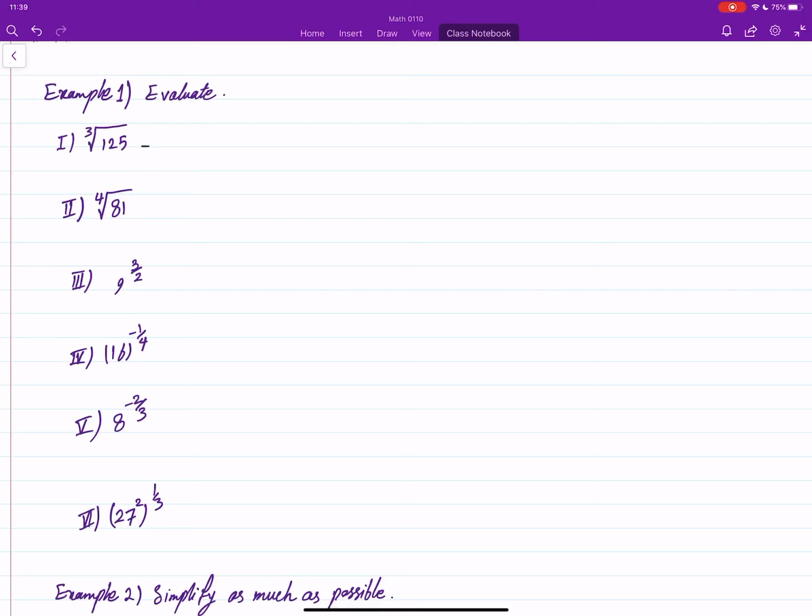So let's start with the first one, the third root of 125. Okay, so we first know that the third root means that the power is 1 over 3, and we also know that 125 is 5 to the power 3. And well, this is exponent of exponent, so you multiply them, you get 5 to the power 1, which is 5.